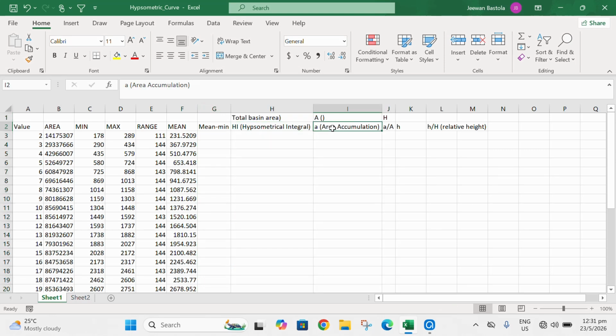Then we have to calculate the area accumulation, represented by small letter a, and then calculate the small area divided by the total area for the relative area. And then to calculate relative height, we have to calculate small h, and then small h divided by capital H is the relative height.